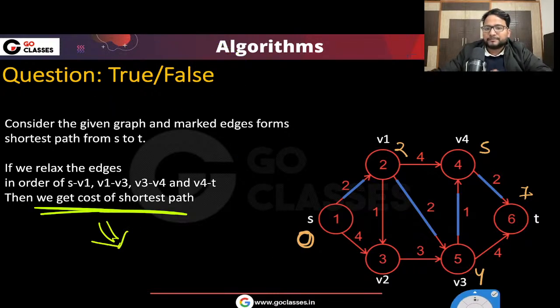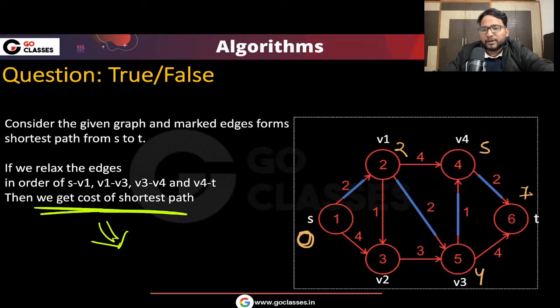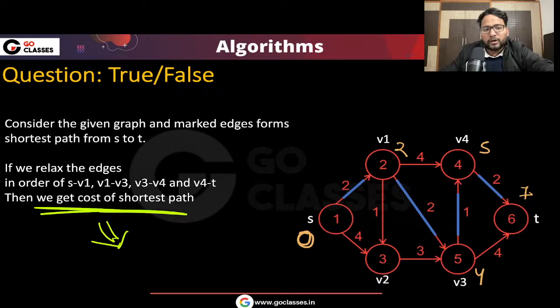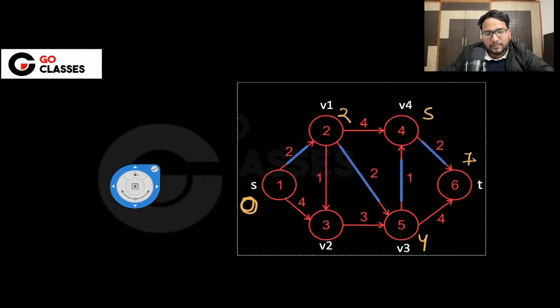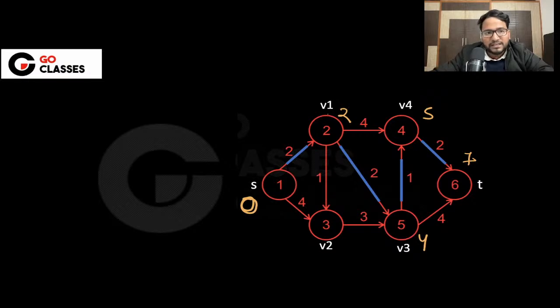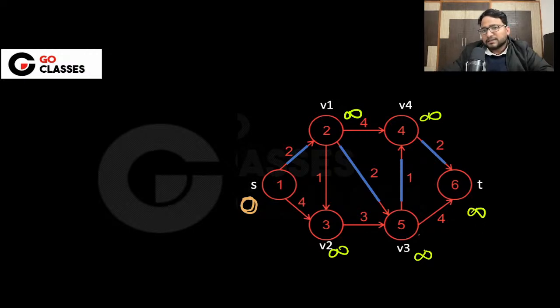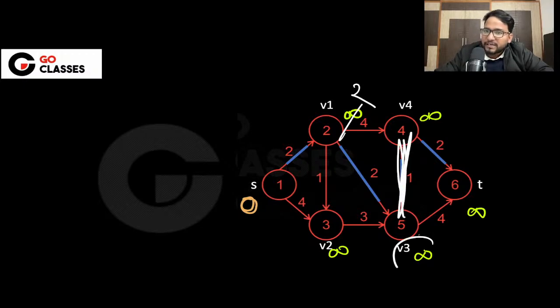See, for example, this is given to me. If I don't relax in this order, if I relax in some other order, for example, this is 0 and initially everything else is infinity. Everything else is infinity initially. Now suppose you relax this edge, then you will be getting 2 here. Then suppose you relax this edge. Since this is infinity, infinity plus 1 is again infinity. So it is again infinity.